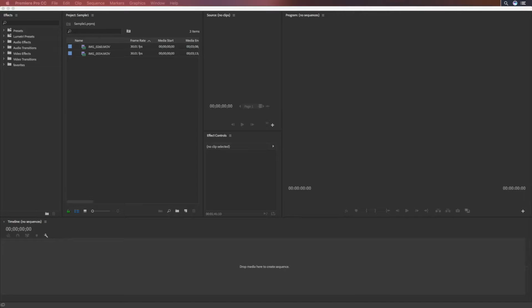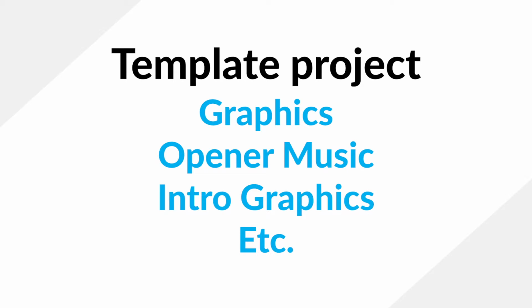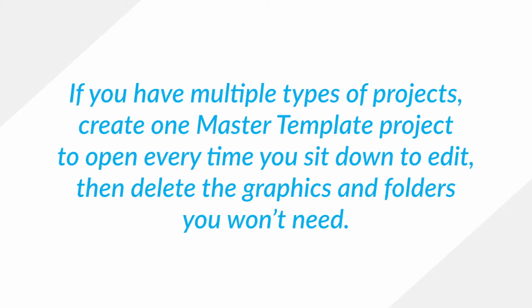If most of your videos are very similar, create a template project with all of your graphics, your opener music, your intro graphics, so you don't have to find each element every time you start a new video. It may take a while to build your project, but it will save you tons of time in the long run. I have multiple types of projects I work on, but I have one master template project. I select the video type and delete the rest of the graphics. Save as something different, and start editing.